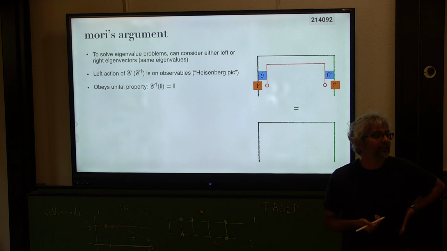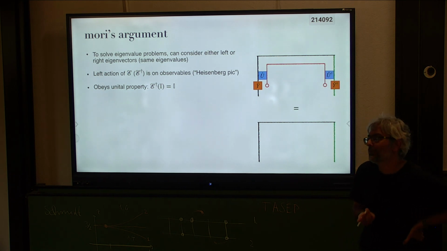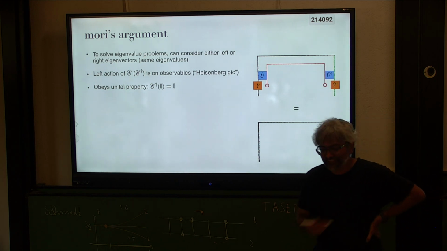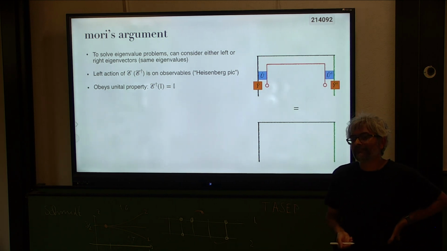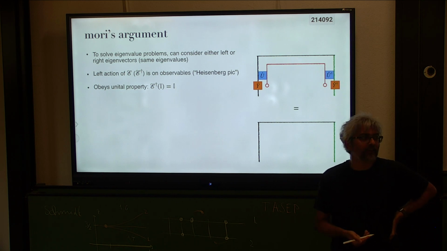so you can think about either the left or the right action of the channel, and these in general will have different properties. They have the same eigenvalues, but the eigenvectors are pretty different. And so Mori's insight was that it's a good idea to think about the left action of the channel. Why is that?